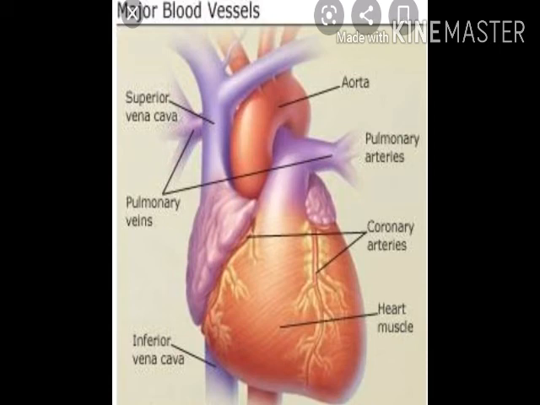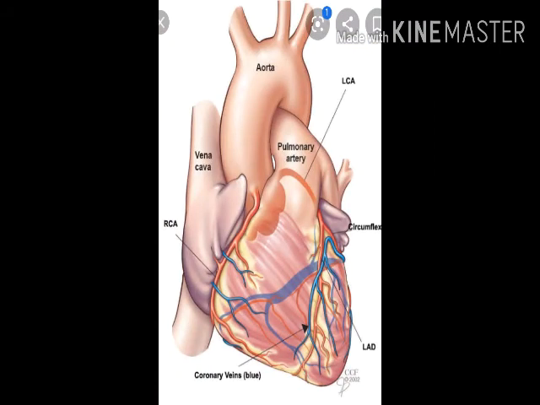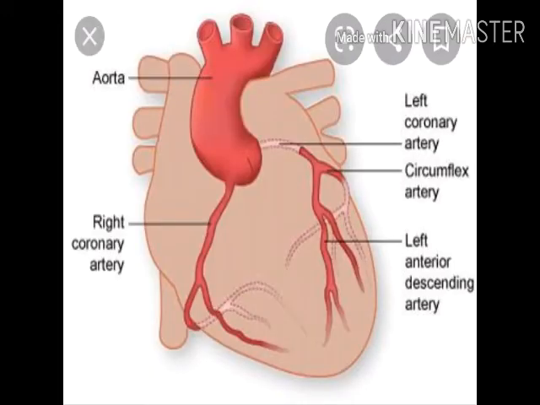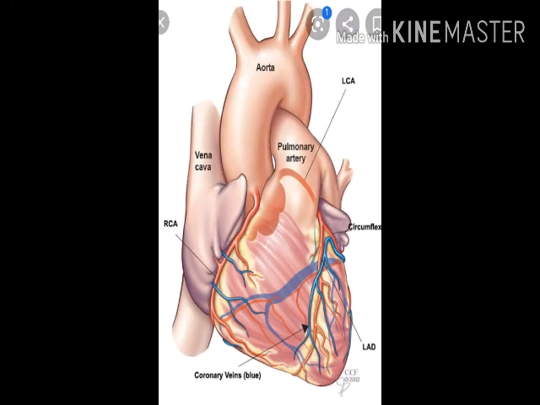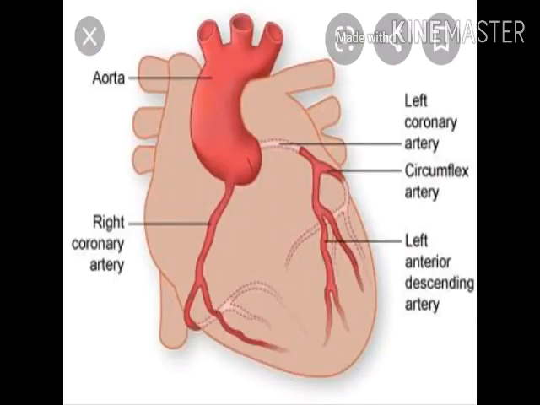The blood vessel that enters the left atrium is the pulmonary vein, which carries oxygenated blood from the lungs back to the heart. The blood vessel that leaves from the right ventricle is the pulmonary artery, which carries deoxygenated blood from the heart to the lungs. The major blood vessel that leaves from the left ventricle is the dorsal or systemic aorta. It carries oxygenated blood from the heart to all body parts except the lungs.